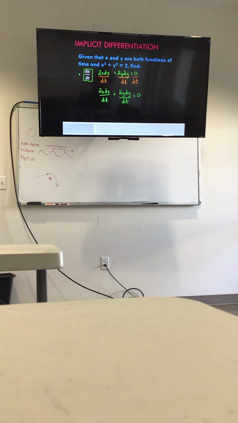My job here, Amelia, is to solve for dx over dt. So what are we going to do next? Subtract 2y dy over dt. Very good. So move over the piece that doesn't have what we're looking for, because now we're just doing the algebraic solving.